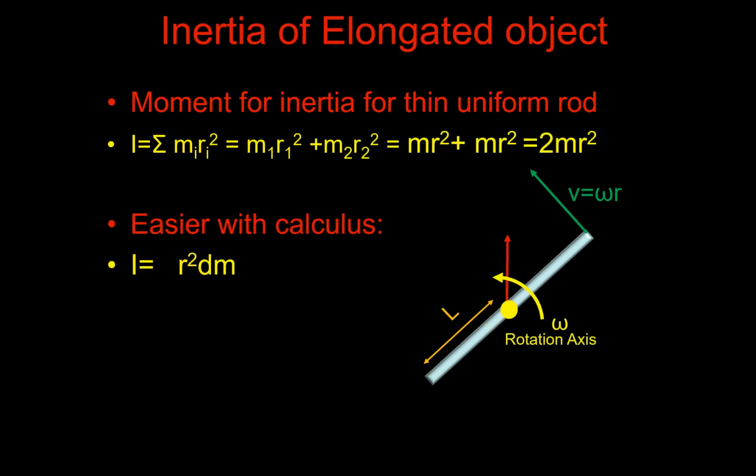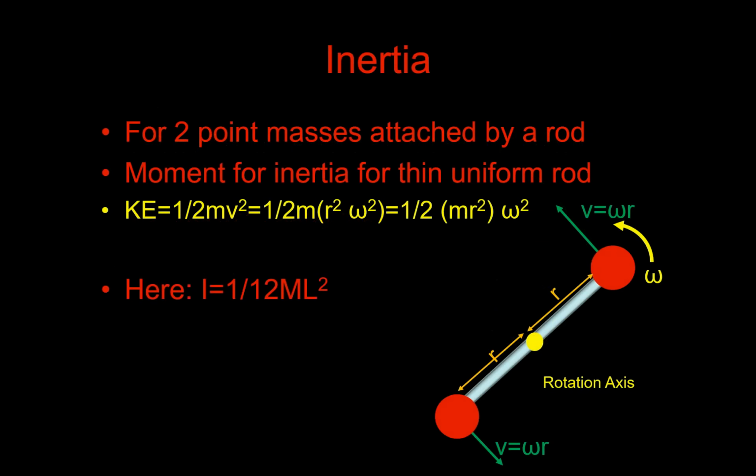If you do it the other way, and you rotate about the center, you'll end up with a different value. What you'll actually end up with is a value of 1/12 ml squared. This is essentially like two point masses attached by a rod. So which axis a body rotates around determines the moment of inertia. And that makes things a little bit complicated and very system specific.